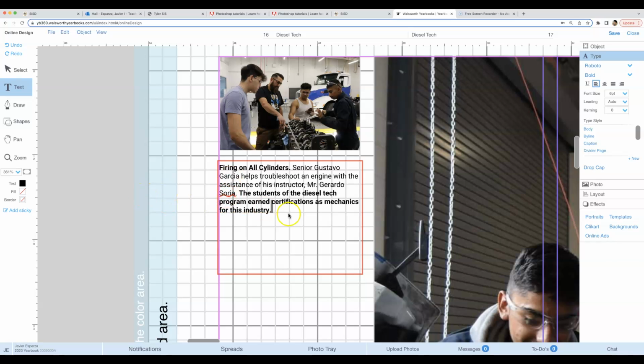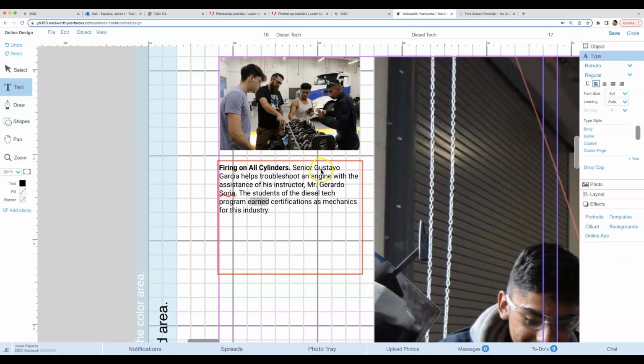Perfect. All right, I know it's in bold. This has to be regular. Walsworth sometimes does that, so just pay attention. If it changes something, just change it back. All right, second sentence, something that's not seen. They're earning a certification. It has to be in past tense. So my verb, earn, in this case, I just add an ed, and that makes it past tense, so I'm good.